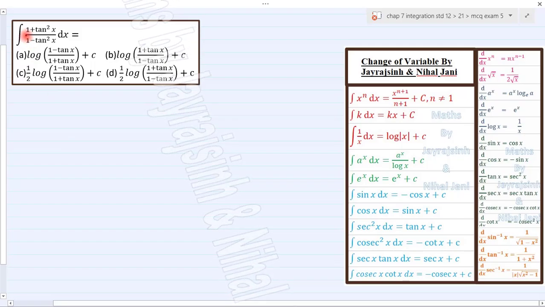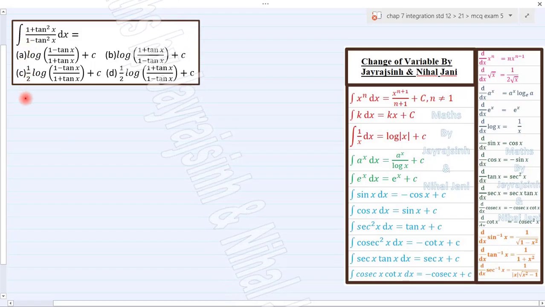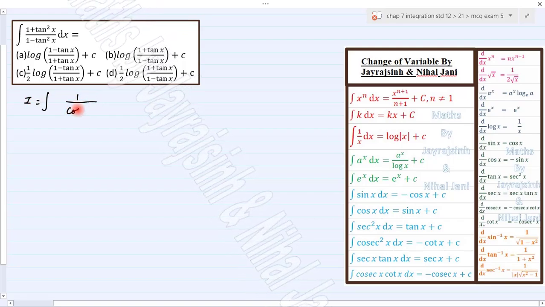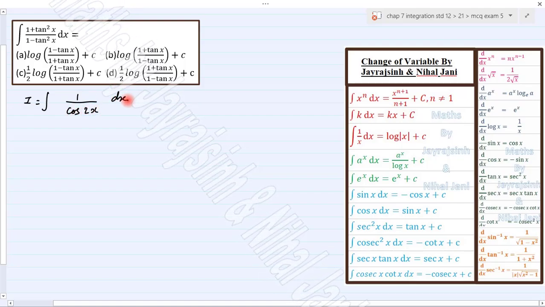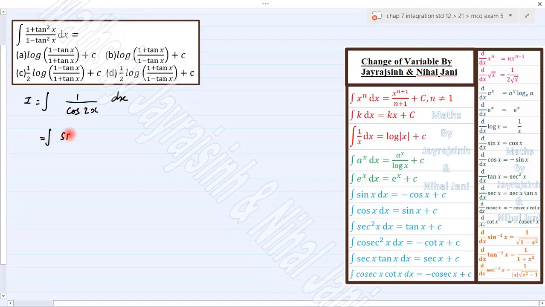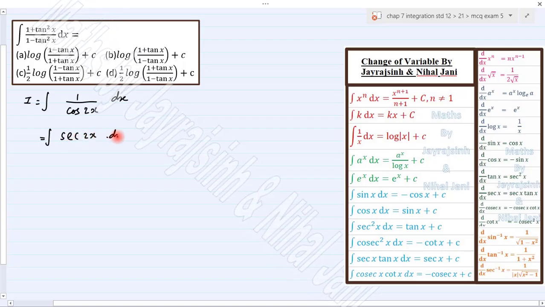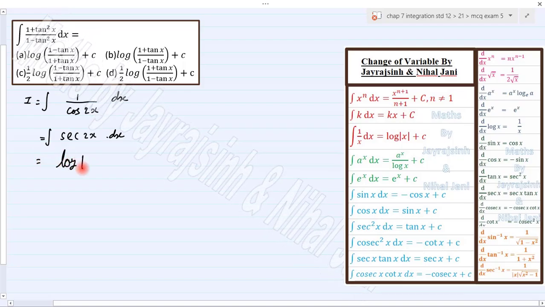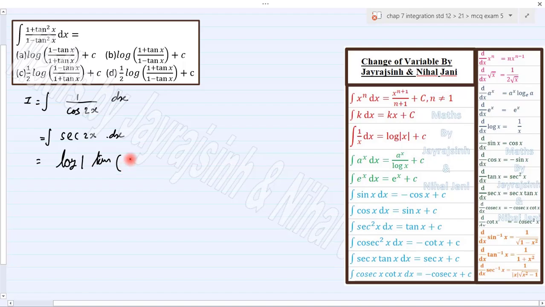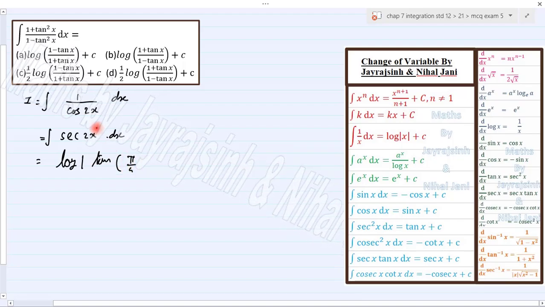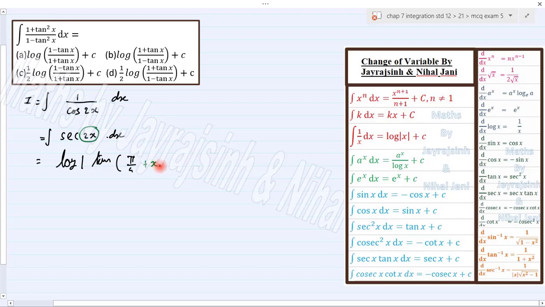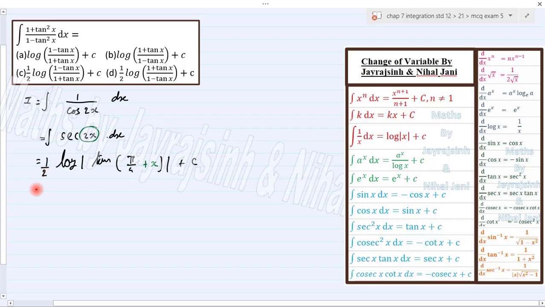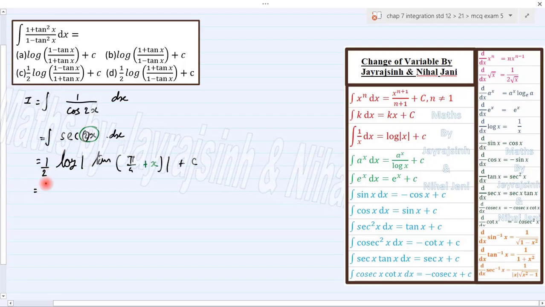In this question, we have to integrate 1 plus tan square x upon 1 minus tan square x. Basically, it is the formula of 1 upon cos double the angle. Or we can say, we have to integrate sec 2x. Integration of sec 2x will be log mod tan pi by 4 plus half the angle, or we can say x, plus c, and don't forget to divide by the coefficient of x which is 2, so 1 by 2 will be as it is.